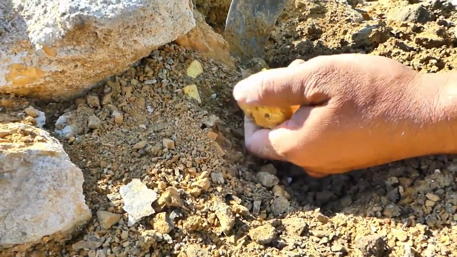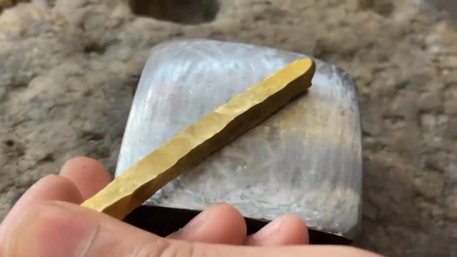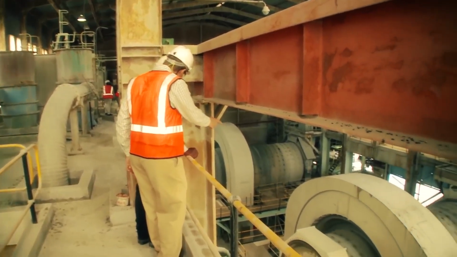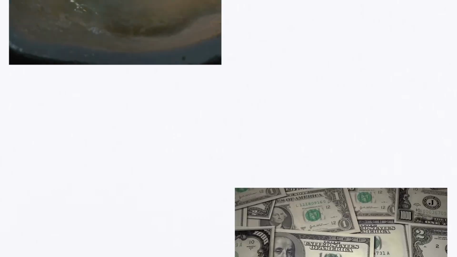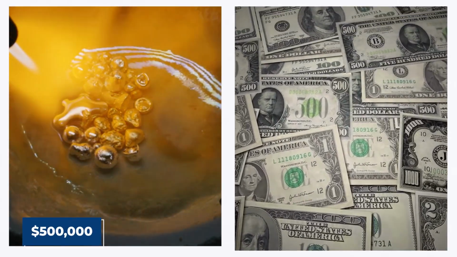Yes, they were naive enough to use gold nuggets as a doorstop. A jeweler eventually acquired it, and the owners went on to develop a gold mine on the site. The current market value of the 17-pound chunk exceeds $500,000.